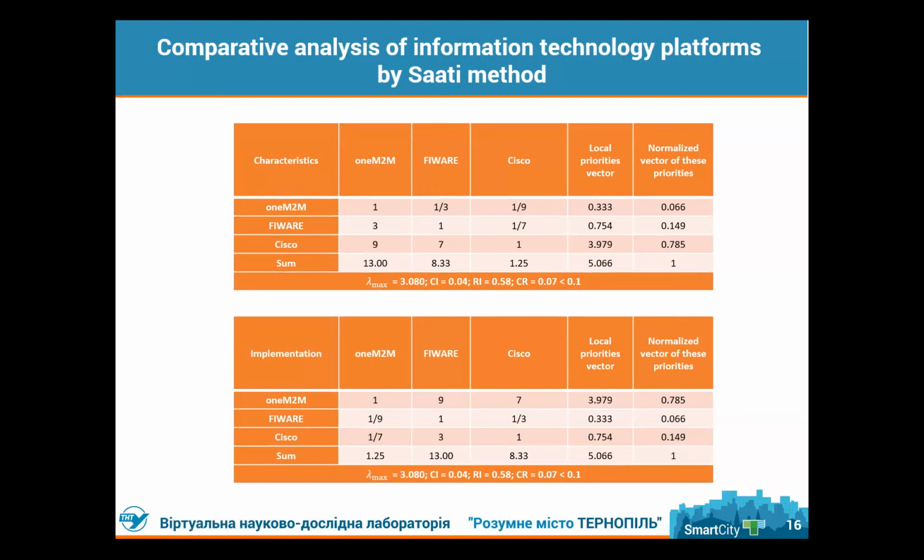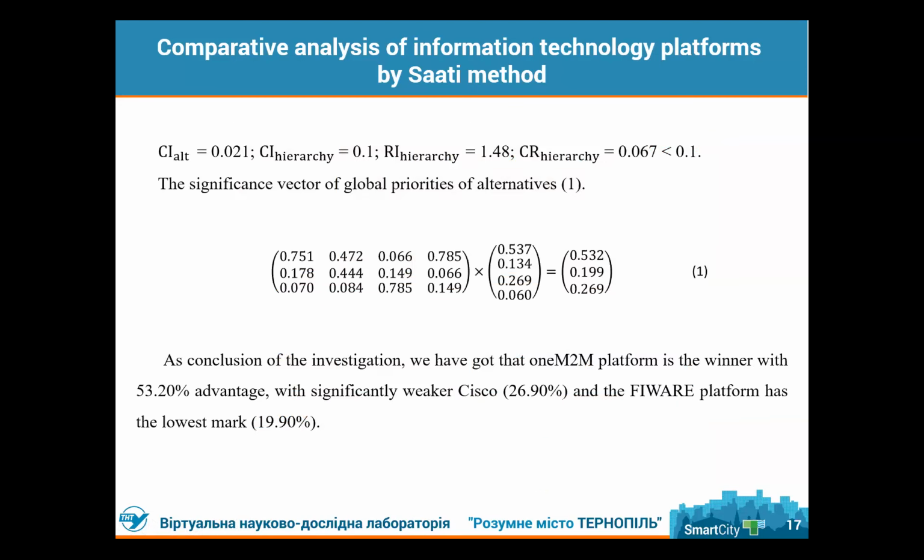This slide shows normalized matrices of pairwise comparisons of alternatives with regard to characteristics criterion and implementation criterion. The significance vector of global priorities of alternatives is represented on this slide. As a conclusion of the investigation, we have got that oneM2M platform is the winner with a 53.2% advantage, with significantly weaker Cisco, 26.9%, and the Favara platform has the lowest mark, 19.9%.